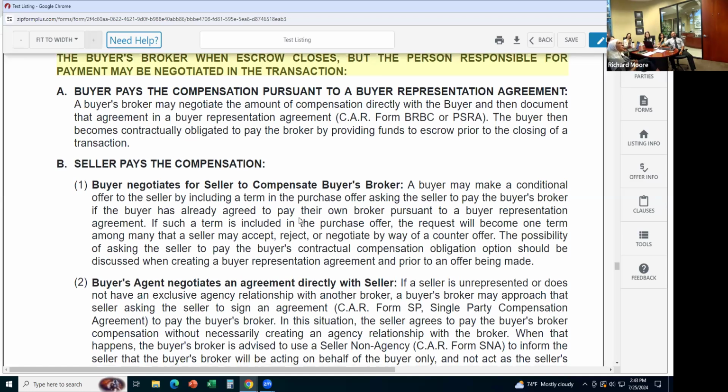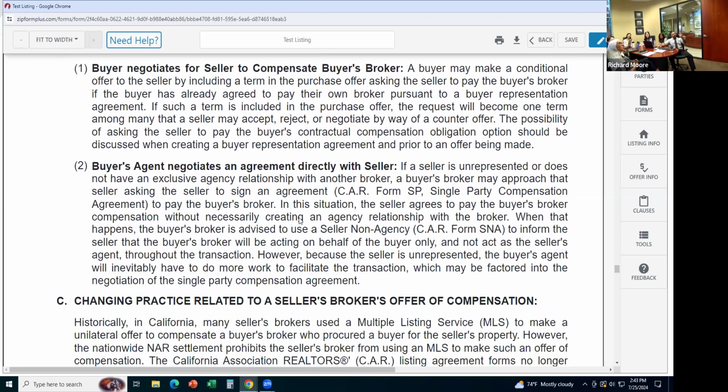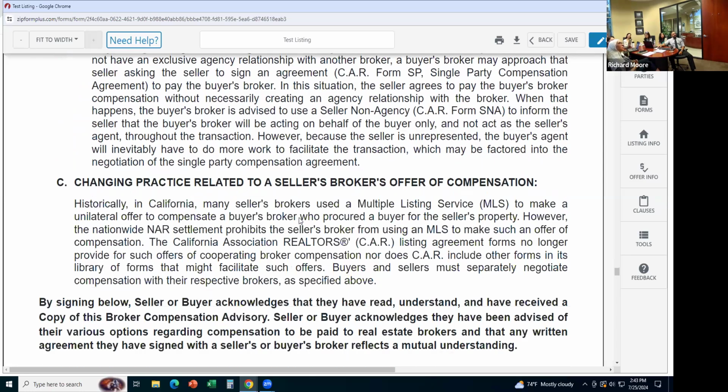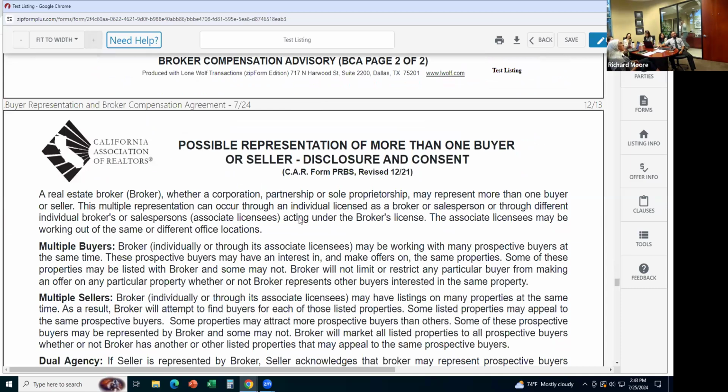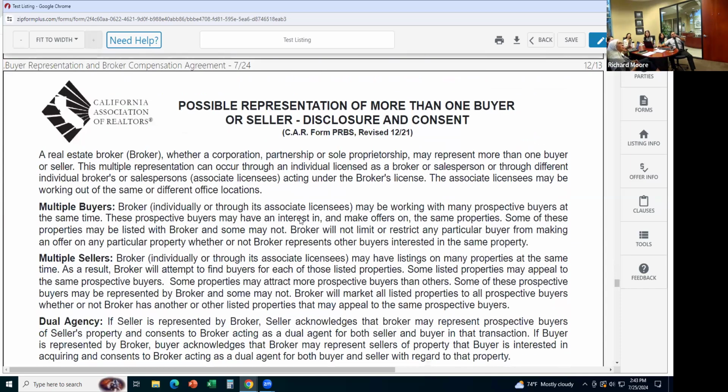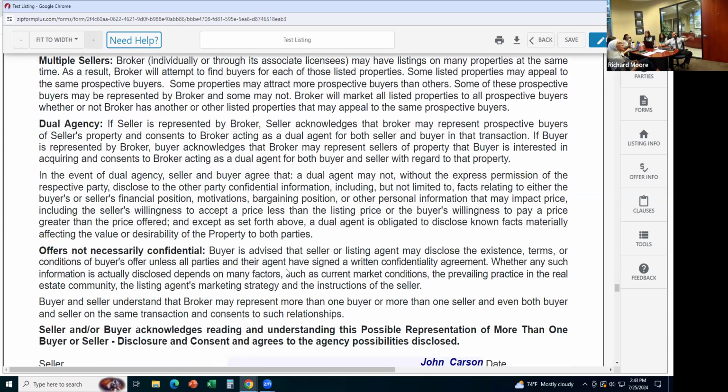So the seller pays compensation, and the form explains all that: the buyer negotiates the commission through the purchase agreement. We've talked about all that, so this is just reiterating it, explaining it for them to read through and understand. This form also includes the possible representation of more than one buyer or seller. It tells the buyer, I'm probably working with more buyers, I might be working with other sellers, I might be a dual agent in this situation, but it's just so they know you're not my only client.